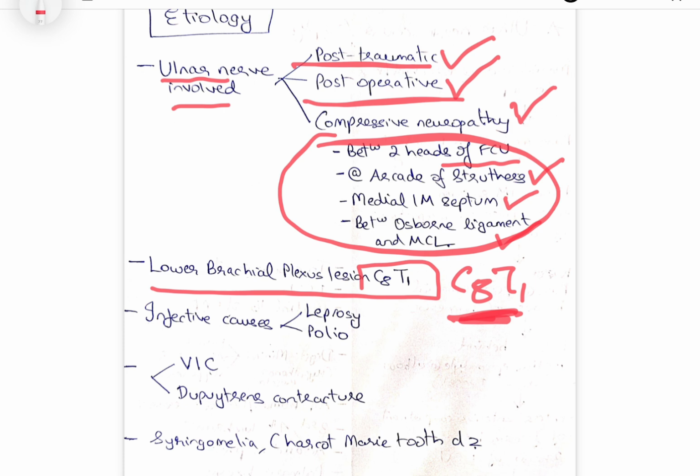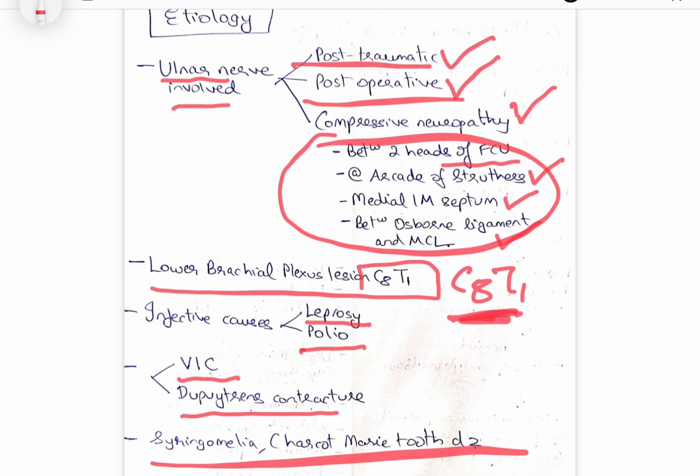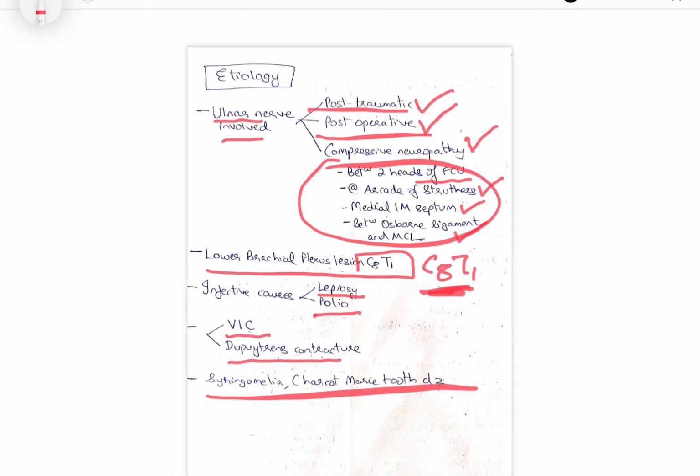So higher. Now what are the infective causes? The infective causes of clawing are commonly leprosy and polio. We'll discuss the stigmata of leprosy in subsequent slides. Then some mechanical causes. So what are the mechanical causes? VIC and Dupuytren's contracture. These are the contractures which cause ulnar clawing, and some systemic diseases like syringomyelia and Charcot-Marie-Tooth disease. These also cause ulnar clawing.